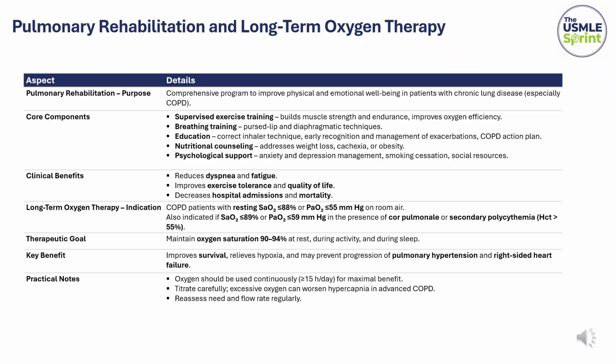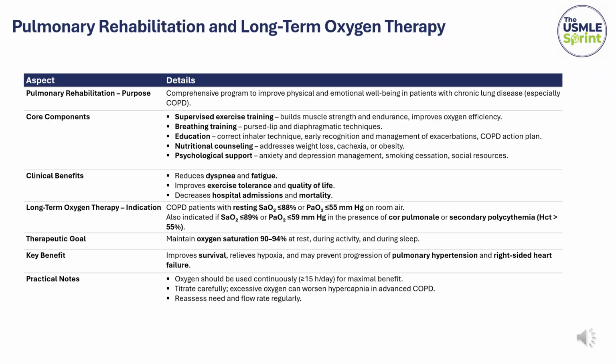Finally, pulmonary rehabilitation and long-term oxygen therapy. Rehabilitation includes supervised exercise, breathing training, education about inhaler technique and early recognition of exacerbations, nutritional counseling, and psychological support. It reduces symptoms, hospitalizations, and mortality.